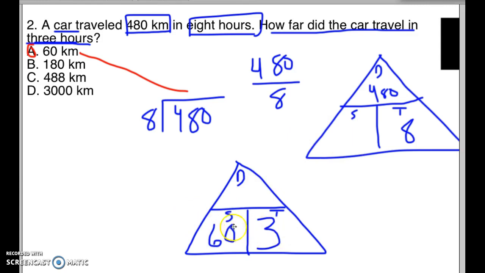Now, when I have them beside each other, we are not dividing, we are multiplying, and 60 times 3 is going to give me 180, which happens to match this answer. So it is not A, not C, not D, 180.